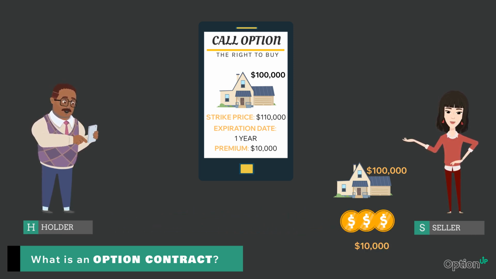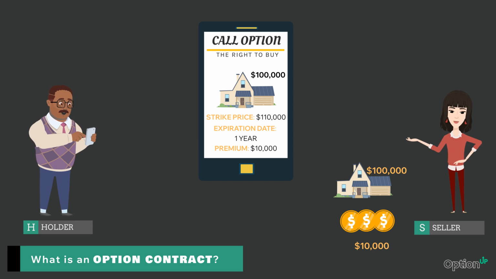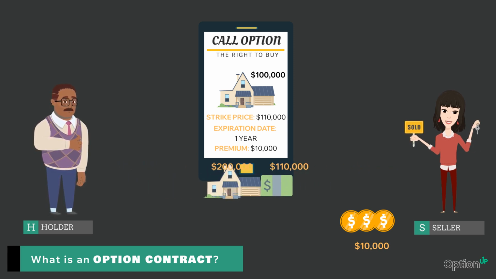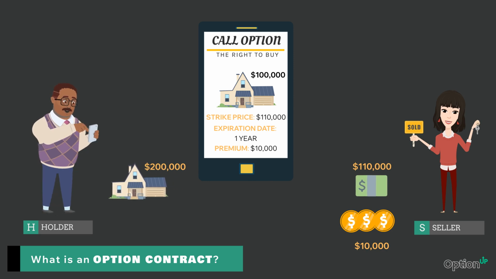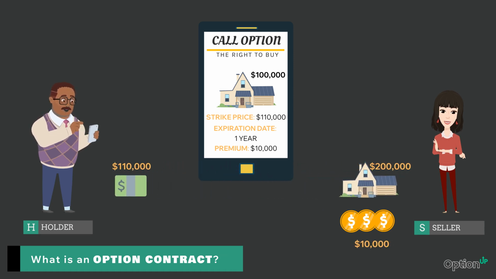The seller is agreeing to sell this house at $110,000 between now and any point within 1 year, no matter what the current price of the house is. So, if a month from now the value of this house shoots up to $200,000, the holder of this call option still gets to buy this house at $110,000. If the holder exercises the contract or decides not to, does not change the amount of premium the seller receives either way. The break-even price of this deal is the strike price, which is $110,000 plus the $10,000 premium.